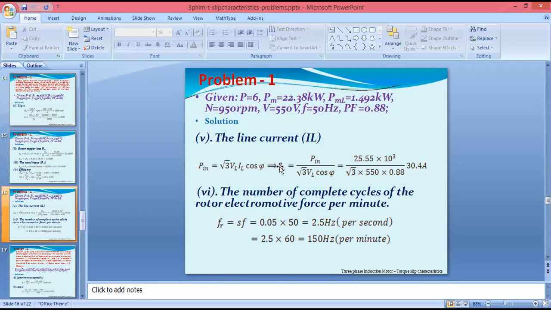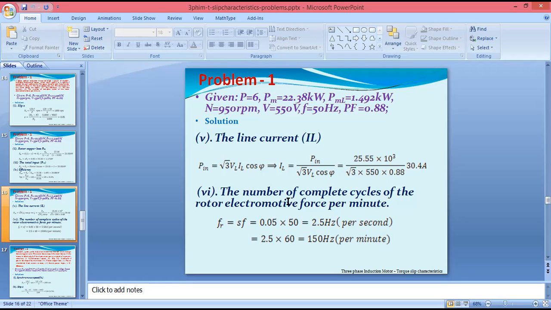Now we are supposed to find IL. What does the equation become? If you rearrange the equation in the form of IL, you get IL equal to P in upon square root of 3 VL cos phi. We have all the values. They have given us the input voltage, which you can take as VL. So you get 25.55 into 10 raised to 3 upon square root of 3 into 550 into 0.88. If you solve, you will get 30.4 ampere. That will be the value of the load current. Now we are supposed to find the number of complete cycles of the rotor electromotive force per minute.